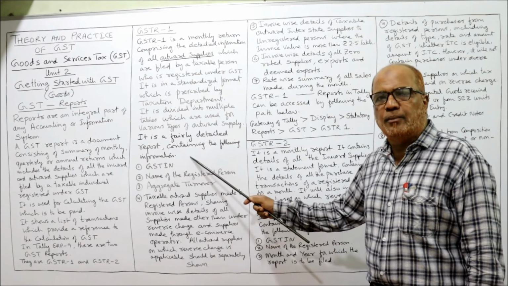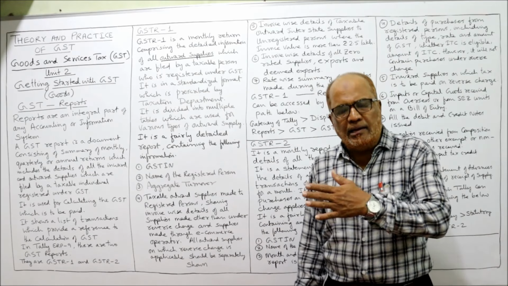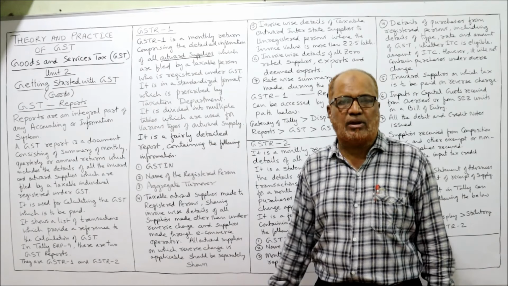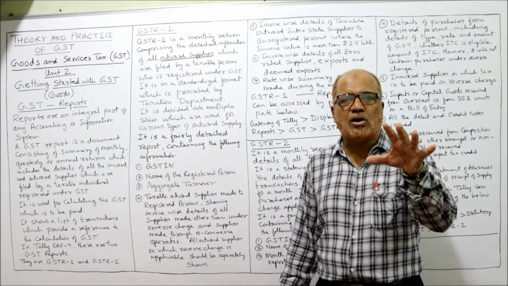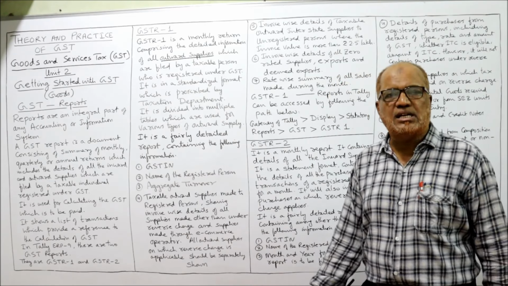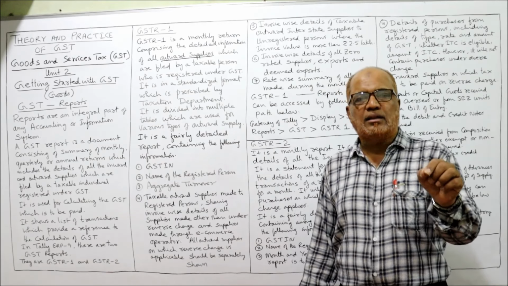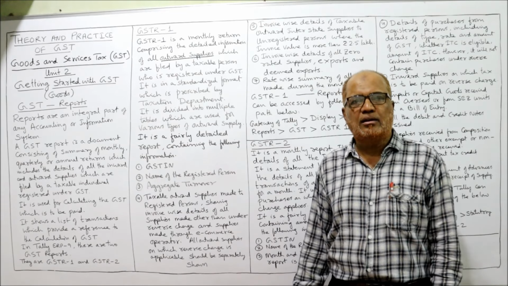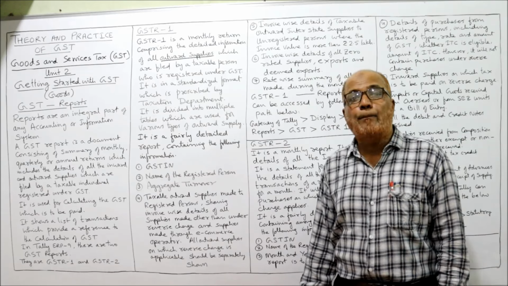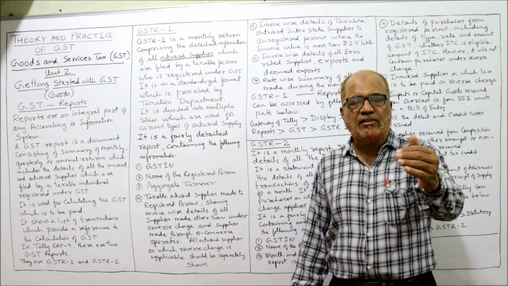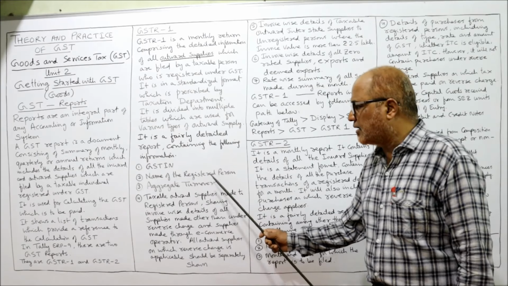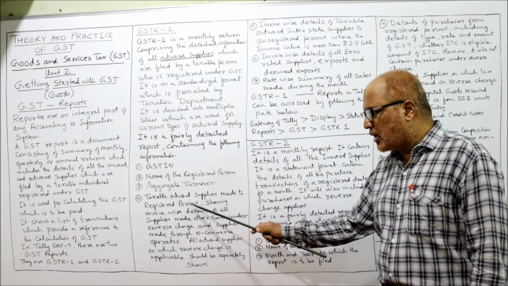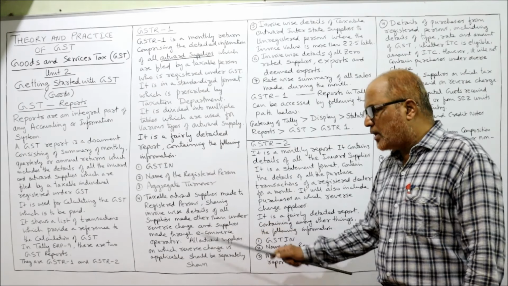Now it is a fairly detailed report containing the following information. Actually, lengthy information, huge information is to be given in GSTR1. So what is the information? The main points of GSTR1 are: first, GSTIN. In this GSTR1, the information given is the identification number of the registered dealer, GSTIN. Then the name of the registered person. First, GSTIN will be specified. Secondly, the name of the registered dealer. Then aggregate turnover. Then taxable outward supplies made to registered persons, showing invoice-wise details.